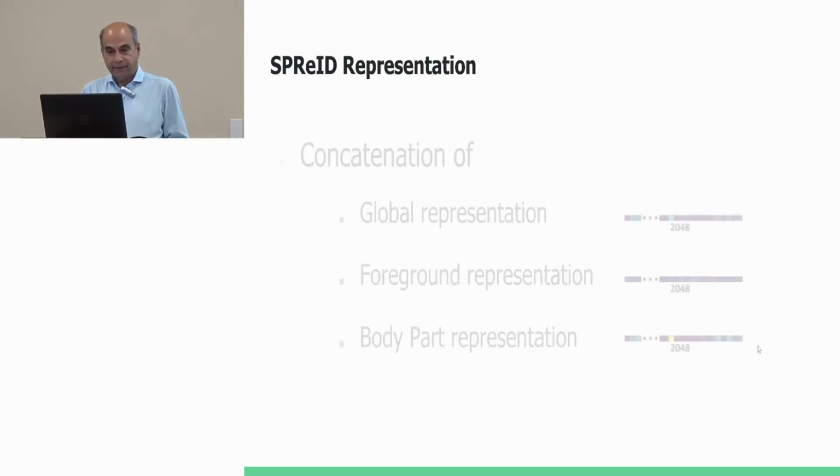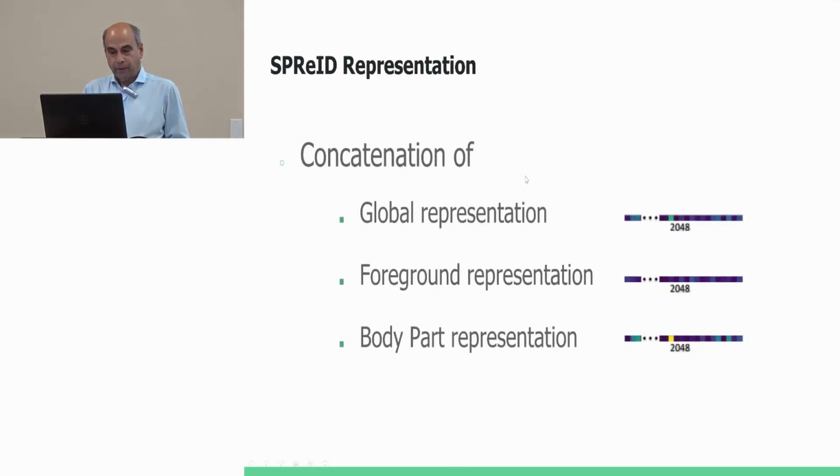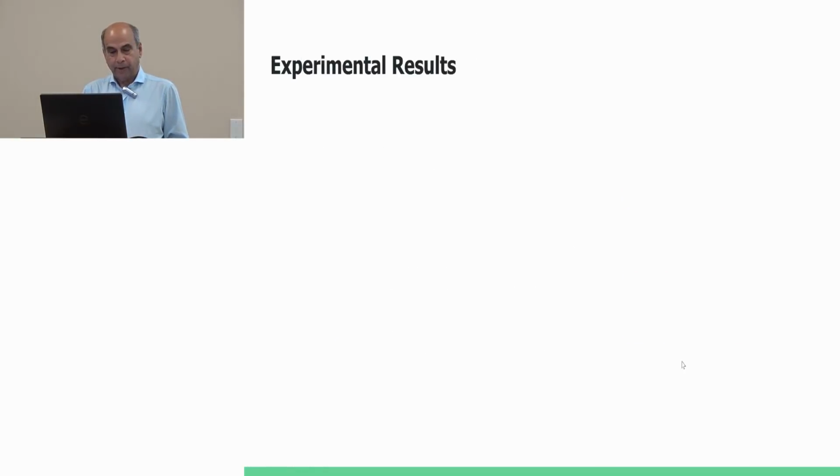So we have this way global representation features. There's the upper part of the network I showed you. Then we have foreground representation, and then we have body part representation. We have three 2048 dimensional feature vectors, and we will use those.